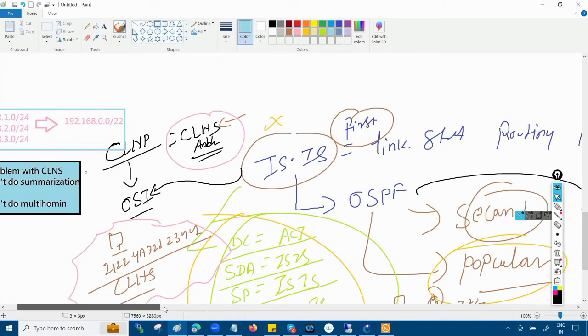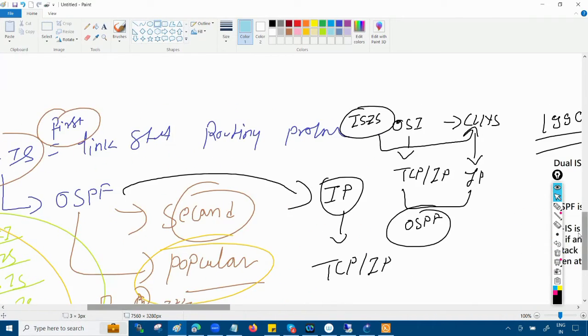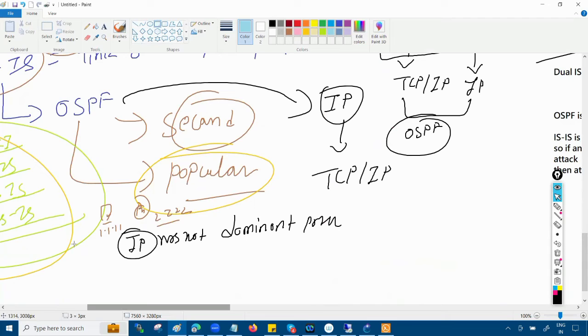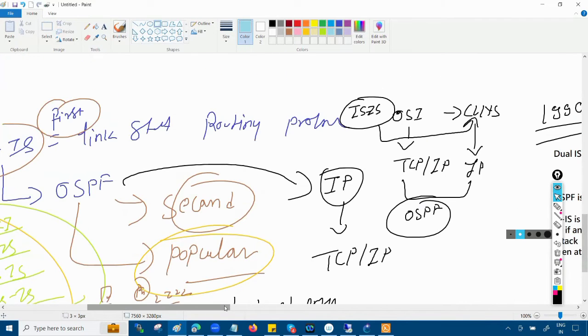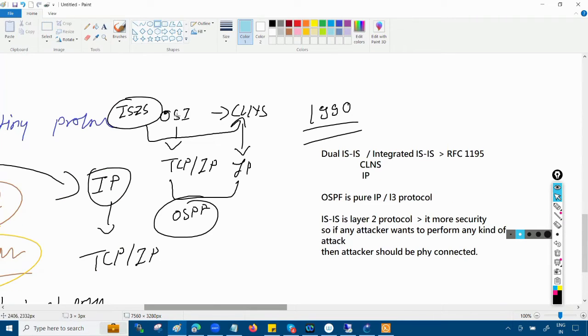So that's why people gradually picked up IP, and now in the market IP has become the dominant protocol. Previously, IP was not dominant; CLNP was. We have seen ISS for the OSI model with CLNS addressing, and OSPF for TCP/IP. OSPF is a pure layer 3 protocol, right? And anyone can perform an attack at layer 3. But if you compare with ISS, ISS is what?